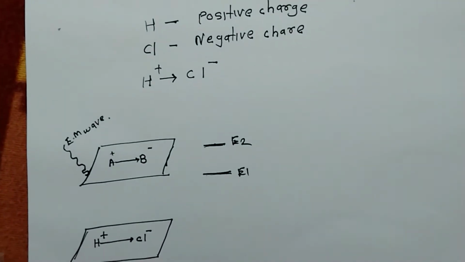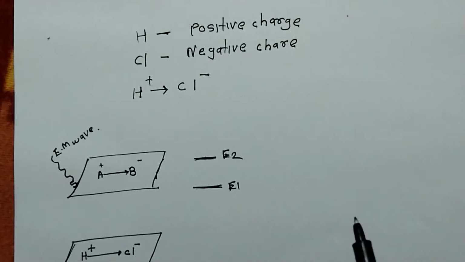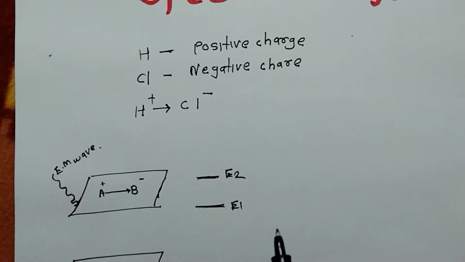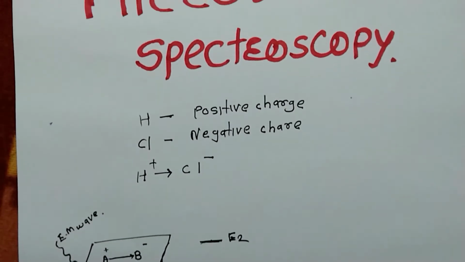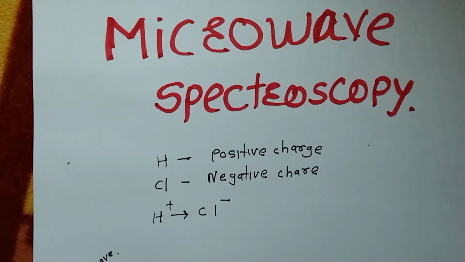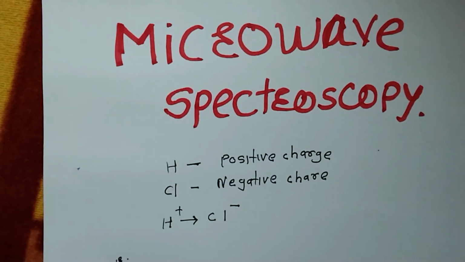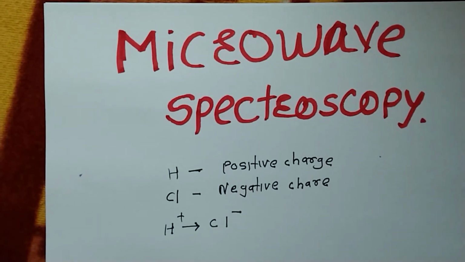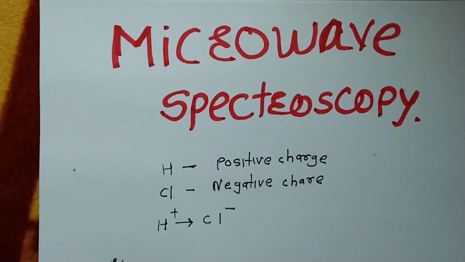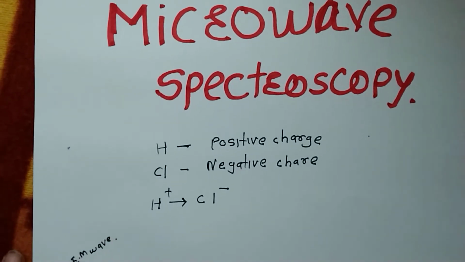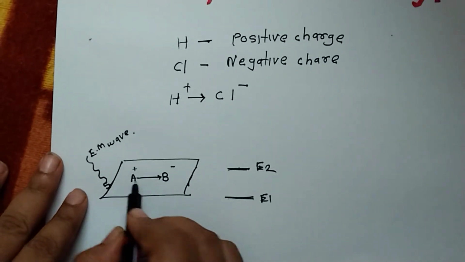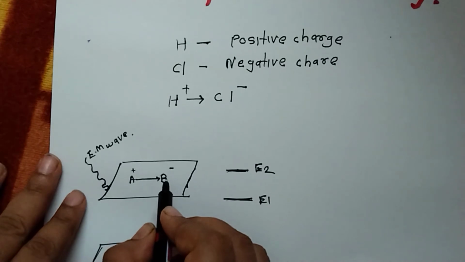Let us come to the point. A simple rule of rotational spectroscopy is that any molecule with a permanent dipole moment will rotate, and the rotation of these molecules has energy that is in quantized form. Quantized means, let us see, if this is the plane, in this plane A is positive and B is negative, so it has a dipole moment.